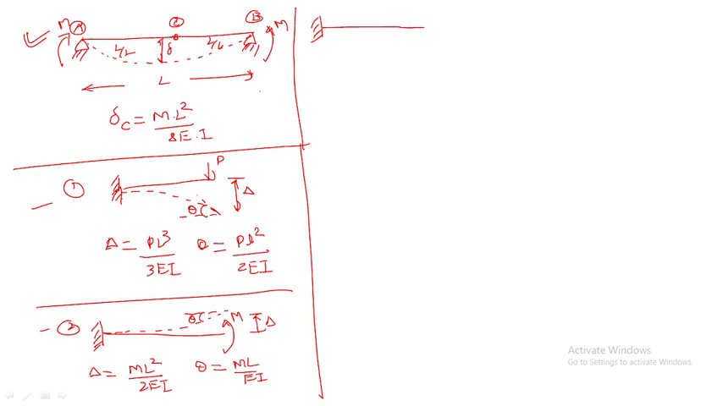This is a cantilever beam with UDL. If they give UDL, how will it deflect? Again it will deflect like this. Again this is the slope, and this one is the deflection. The deflection value is W L raised to 4 divided by 8 EI. We have to remember this value, and theta, the slope, is W L cube by 6 EI.